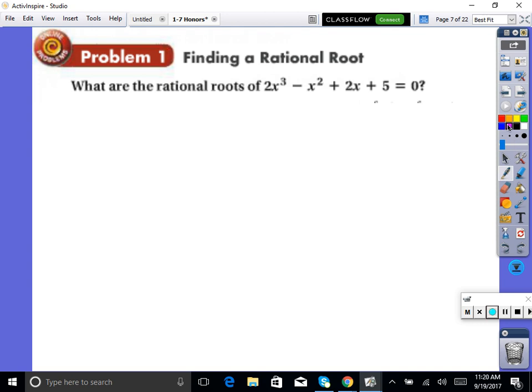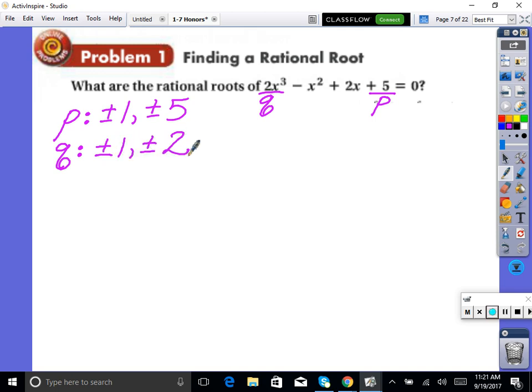So what we're going to do is list out all of our possible p over q's. Once again, p is always your constant, and our q is the leading term here. We're going to go off to the side, and I always do p first because we're going to be doing p over q, and I like my work to line up nice and pretty. List out all the factors of p. What multiplies to be 5? Plus and minus 1, plus and minus 5. Does everybody see what I did? Now let's list out factors of q. Plus and minus 1. What multiplies to be 2? Plus and minus 2.